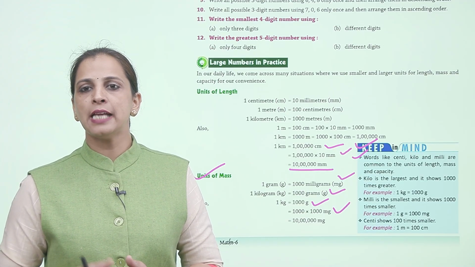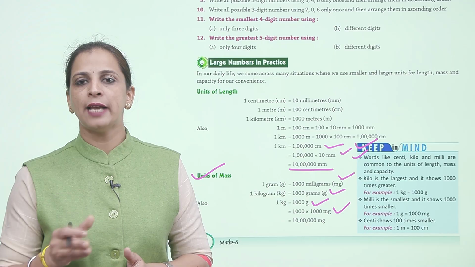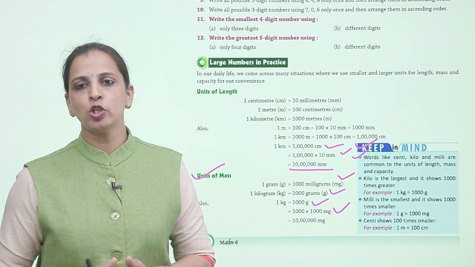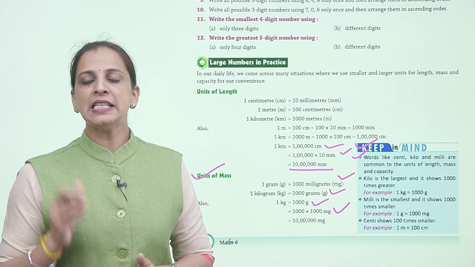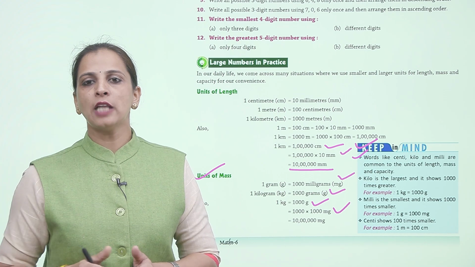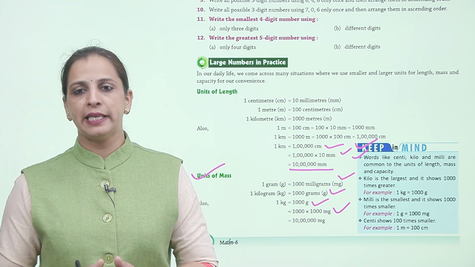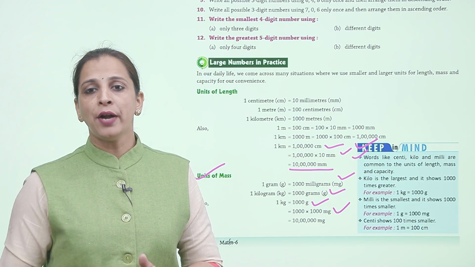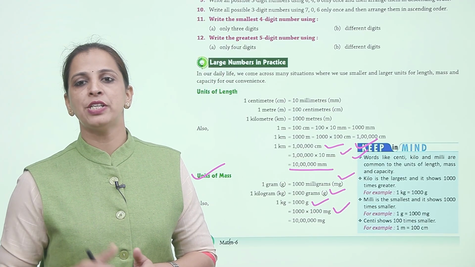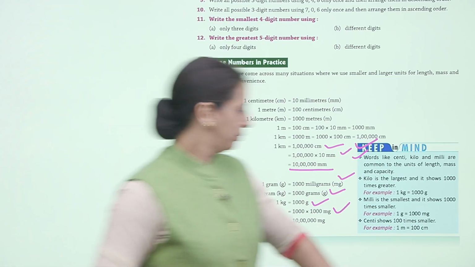Kilo is the largest and it shows 1000 times greater. For example, 1 kilogram is equals to 1000 gram. Milli is the smallest and it shows 1000 times smaller. For example, 1 gram is equals to 1000 milligram. Centi shows 100 times smaller. For example, 1 meter is equals to 100 centimeter.